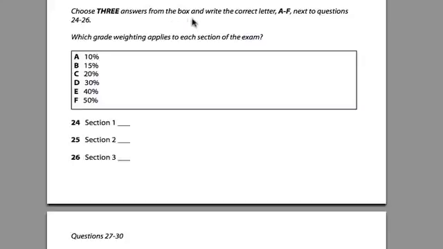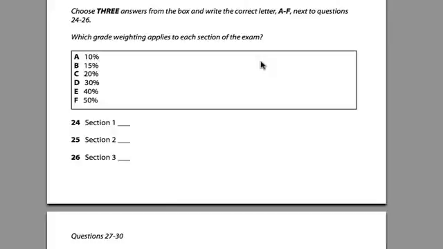Choose 3 answers from the box and write the correct letter, A to F, next to questions 24 to 26. Now turn to section 3. Section 3. You will hear 2 history professors discuss the structure of an upcoming exam they will give their students.